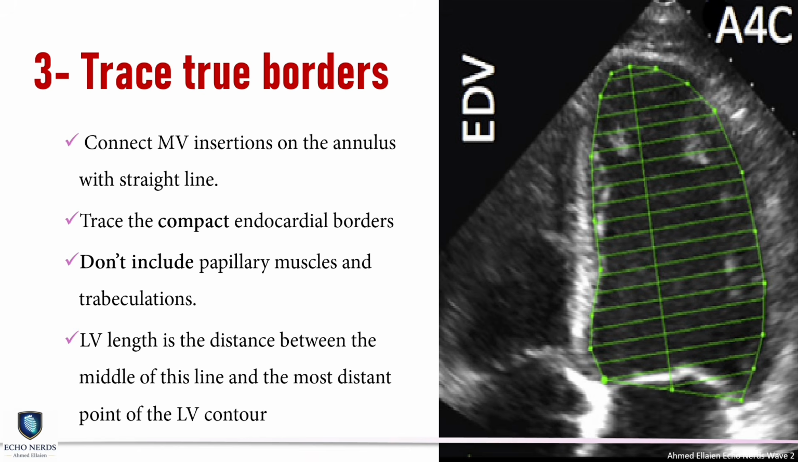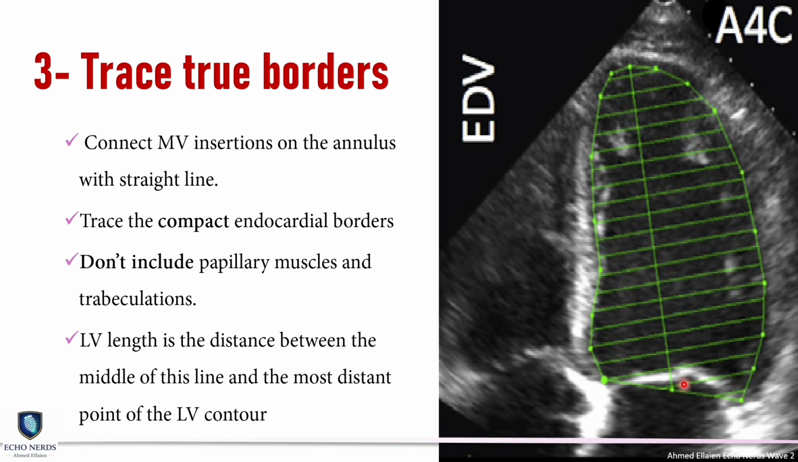And finally, you have to measure the longest dimension, the vertical dimension of the LV. This LV length distance is between the middle of the line connecting the two points of the annulus and the most distant point. Take care. You have to take the most distant point and try to be vertical as much as you can, so that you get the most optimum discs that will trace the volumes of the LV.